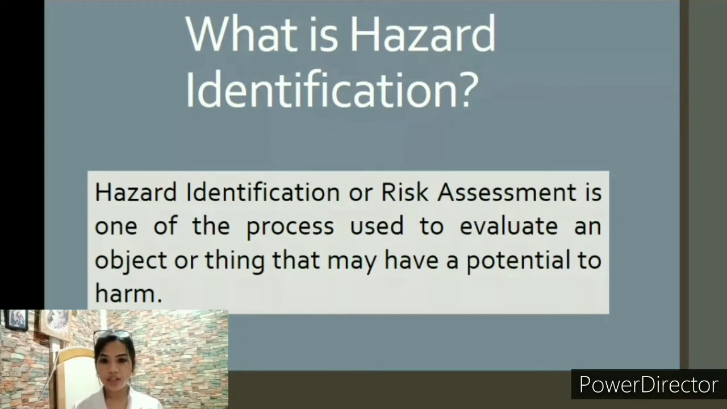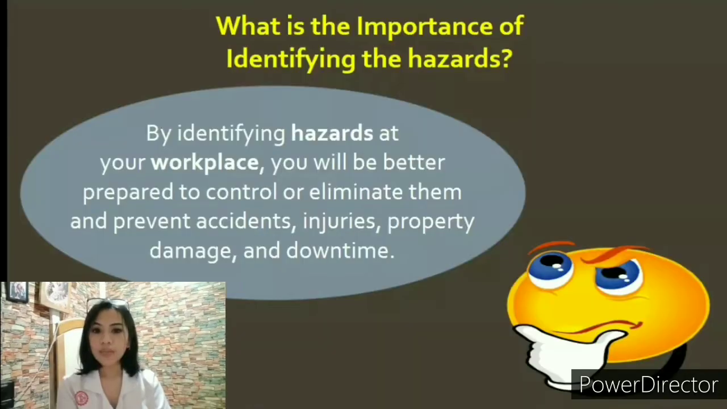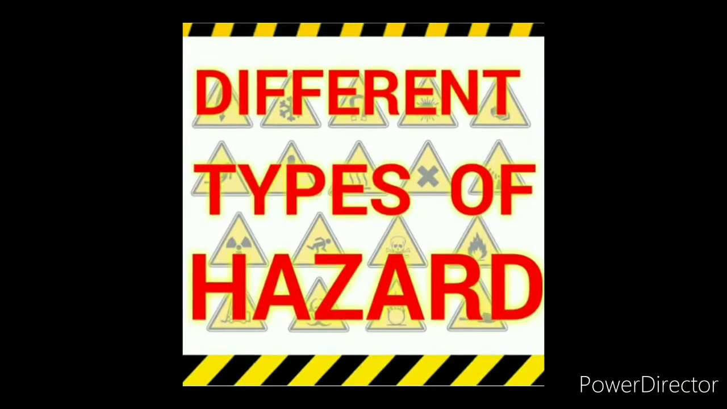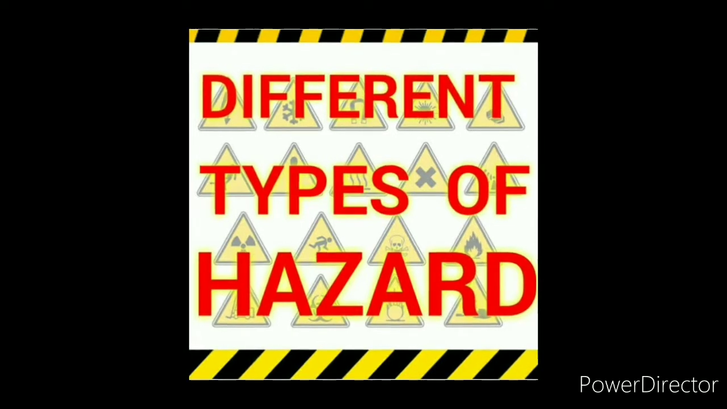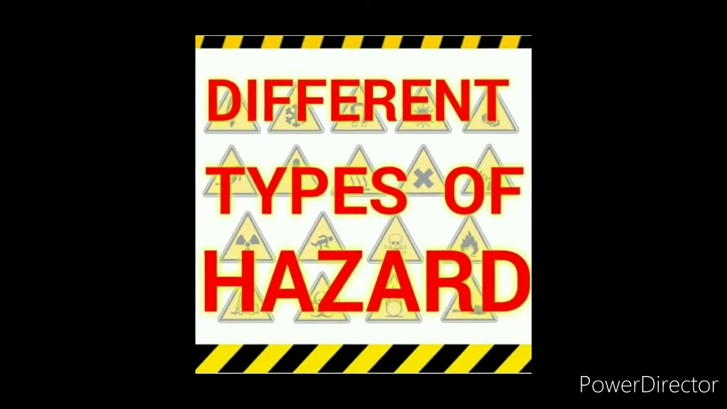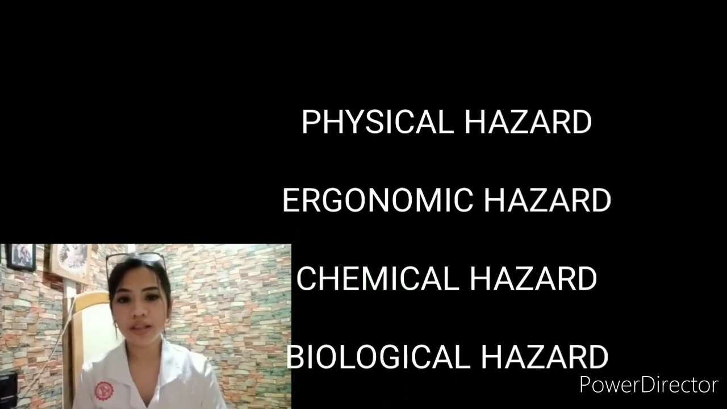Hazard identification or risk assessment is one of the processes used to evaluate an object or thing that may have the potential to cause harm. Identifying hazards and being aware of them might save your life and the lives of other people around you. There are different types of workplace hazards. They come from four main categories: physical hazard, ergonomic hazard, chemical hazard, and biological hazard.